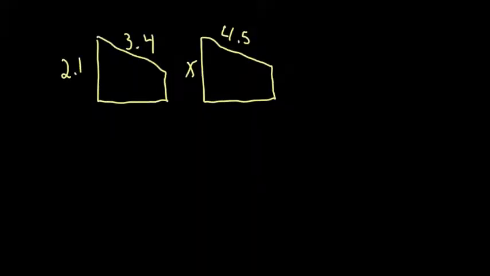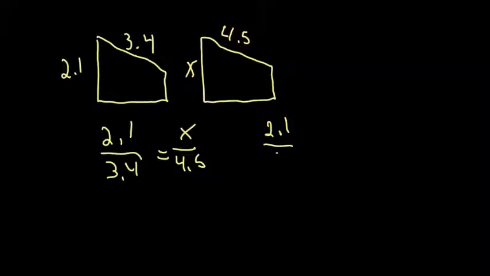So now we have a couple of quadrilaterals that are similar. Again, you can set up your ratio as sides on one quadrilateral. So it'd be 2 and 1/10 over 3 and 4/10 equals x over 4 and 5/10. Or you can set it up as ratios of similar sides from different quadrilaterals. So that would be 2 and 1/10 over x equals 3 and 4/10 over 4 and 5/10.